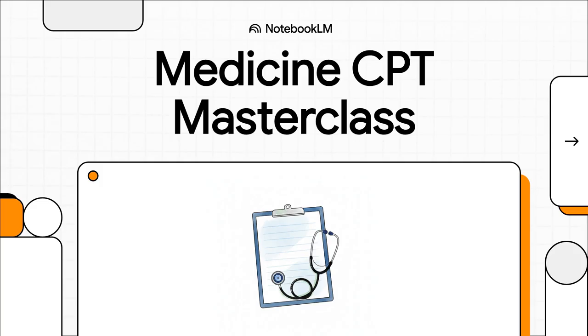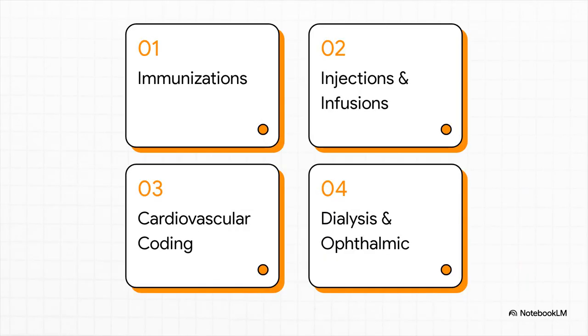I'm absolutely thrilled you're here, because today we are tackling part 62 of our 100-part CPC exam series. We're diving headfirst into the Medicine CPT Masterclass. Now this section, it's notoriously rule-heavy. We're talking complex component billing, but honestly, by the end of this explainer, you're going to navigate it like an absolute pro. So here's today's CPC Masterclass agenda. We're exposing the top exam traps in immunizations, infusions, cardiovascular, and dialysis coding. Oh, and definitely stick around for a visual cheat sheet at the very end.